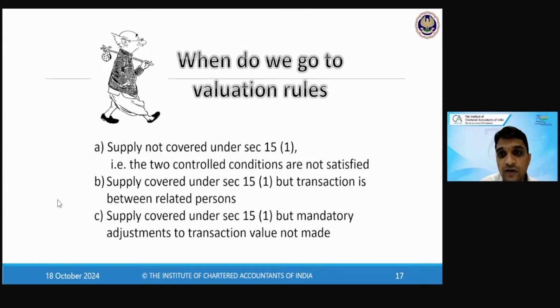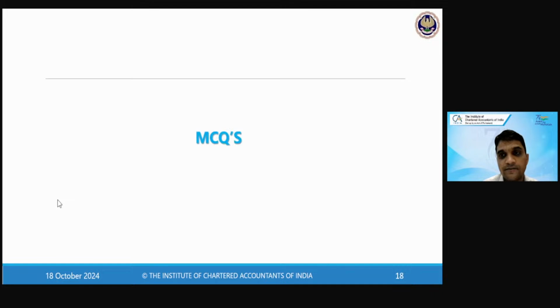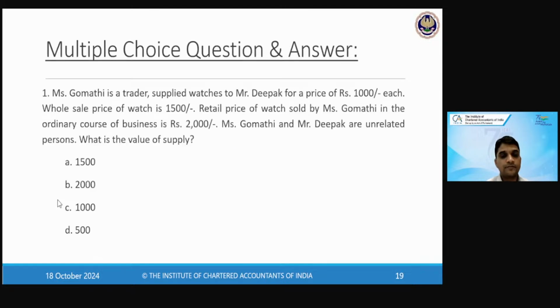Okay. So now we have time to go to the MCQs. We will go to the MCQs on the valuation rules, and there is a surprise MCQ for you to check whether you have studied our previous classes well or not. So let's go with the MCQs on the valuation rules. Please read the questions and tell me what is your answer.